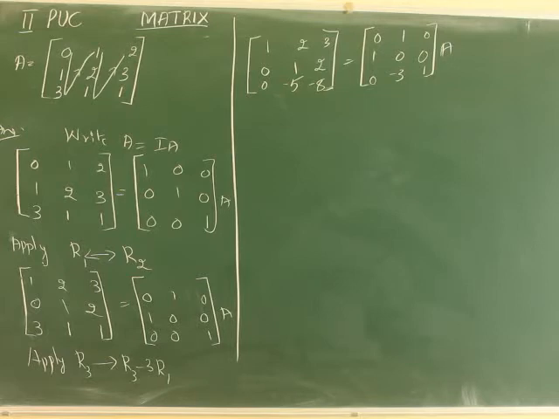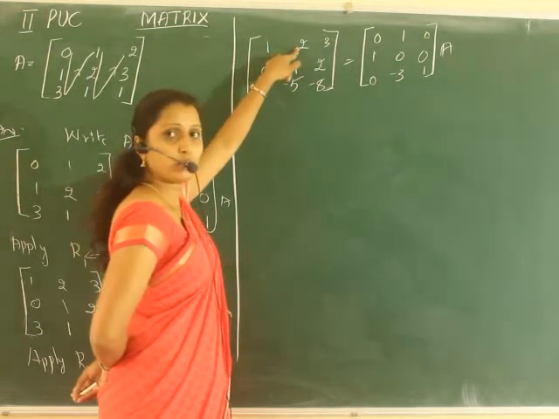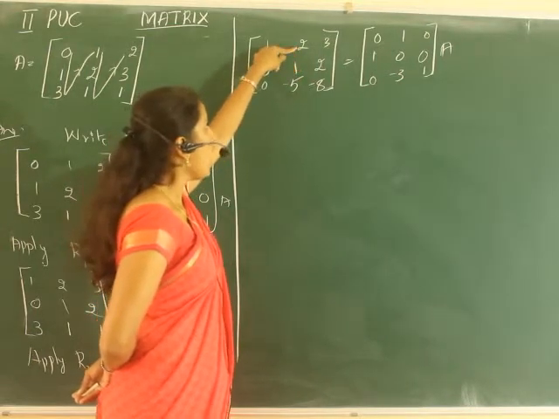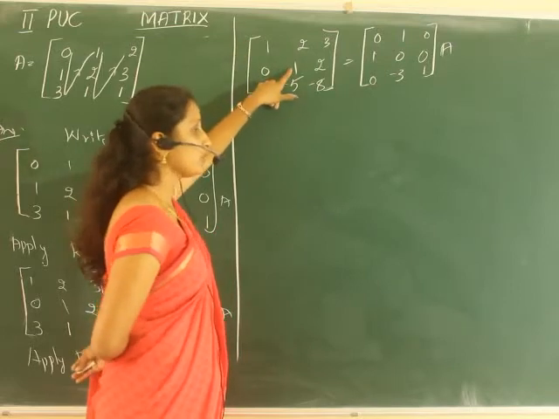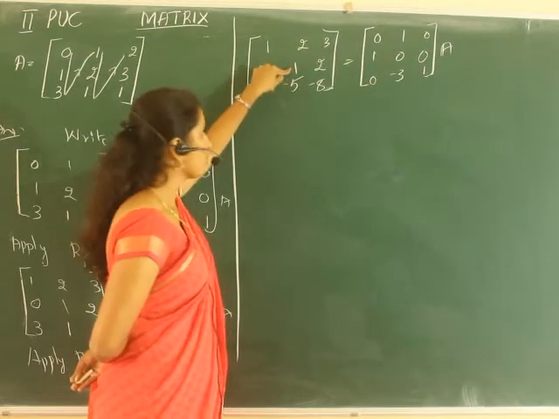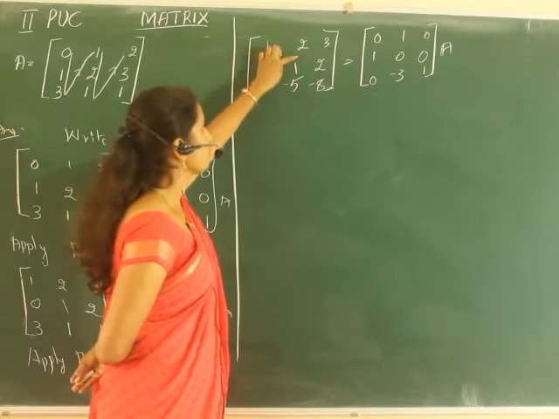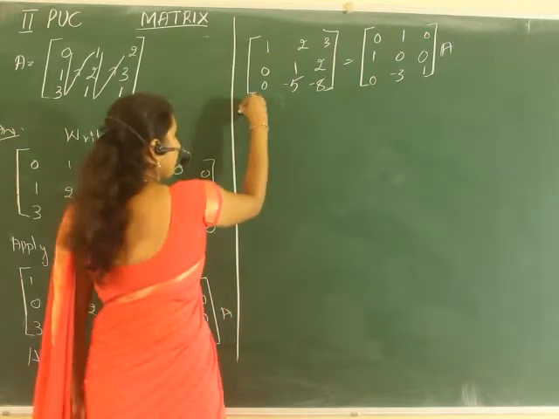After that, which operation do I have to apply? I have to convert this one to 0, that means this 2 I have to convert to 0. So how can I convert it to 0? I have to use one more row. You can use either R2 or R3, but which is easy? Using R2 is easy because it is 1, and here it is minus 5. So use R2 to make this a 0. So what is that?